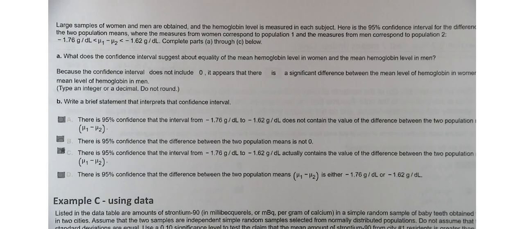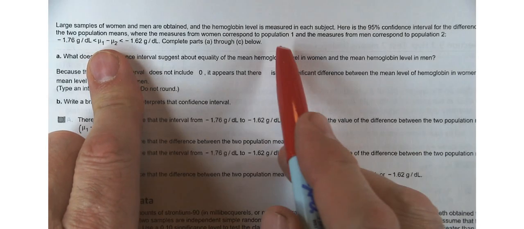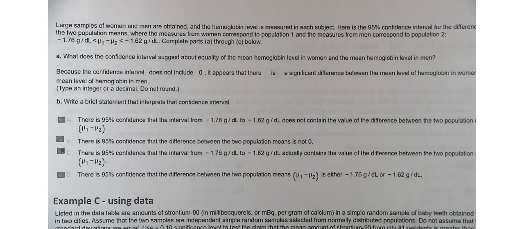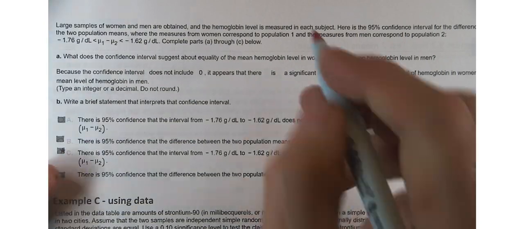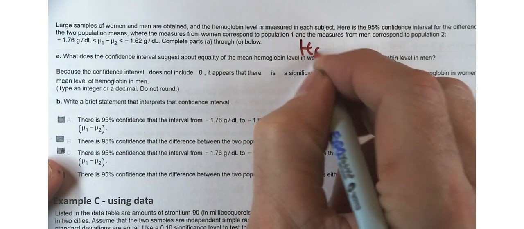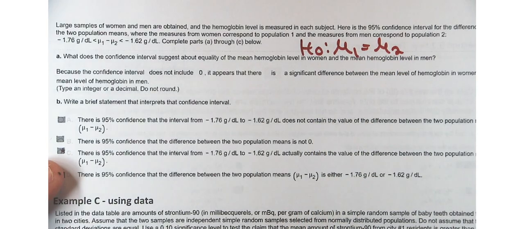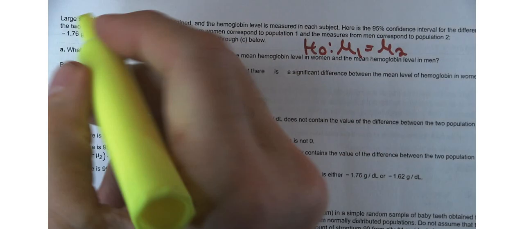So if you don't want to use mu sub m and mu sub f, then something like this is appreciated, telling me which population is which. What does the confidence interval suggest about the equality of the mean hemoglobin level in women and men? So basically they're asking you, what would it say if you were doing a hypothesis test of mu sub 1 equals mu sub 2, would you be rejecting H naught? And what you want to look at is the confidence interval.